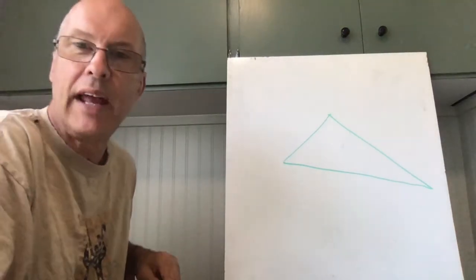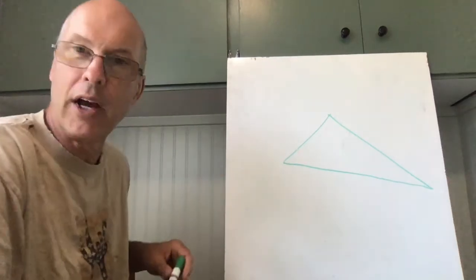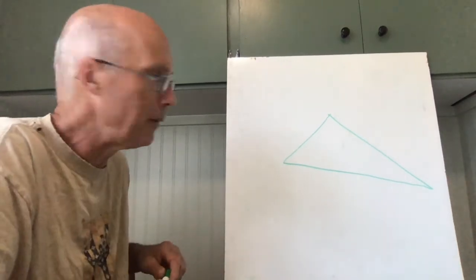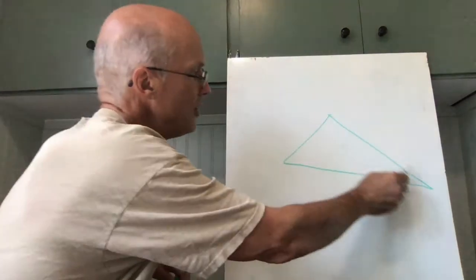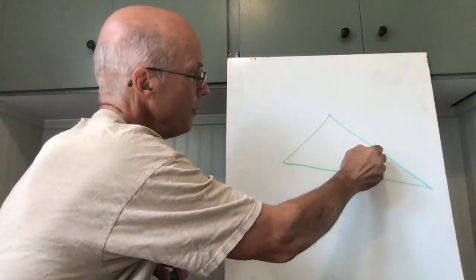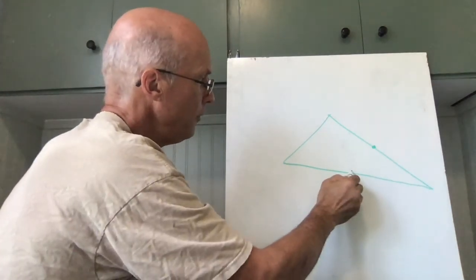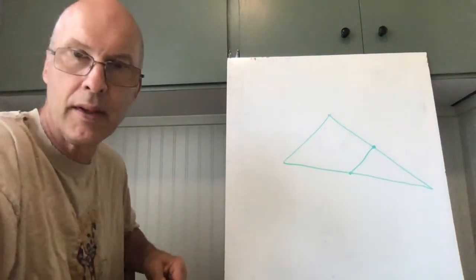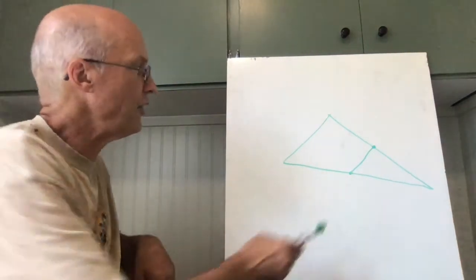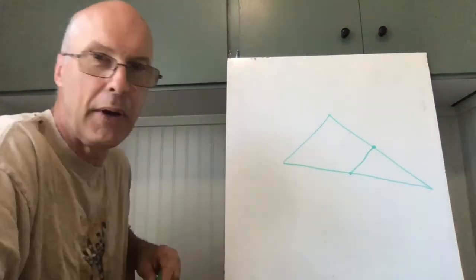Theorem 7.7 has to do with the mid segments. Let's say we have a triangle. You take the mid segment, so let's just take the mid segment here, and we'll connect it to the mid segment of this lower one, and we connect it. Theorem 7.7 says that these two are going to be parallel.